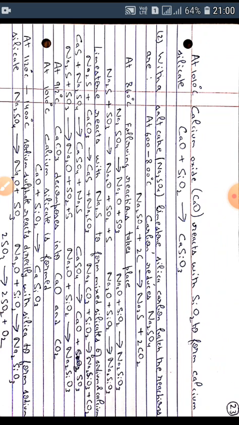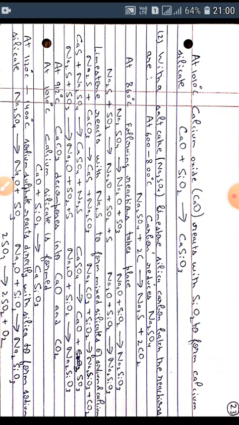Second example: suppose we have a batch of salt cake, that is sodium sulfate, Na2SO4, limestone, silica, and carbon. Then the reaction will occur as follows. At first, at 600 to 800 degrees centigrade, carbon will reduce sodium sulfate. The reaction goes as follows: Na2SO4 plus 2C gives sodium sulfide, Na2S, plus 2CO2. Then at 860 degrees centigrade, a number of reactions take place. First of all, sodium sulfate decomposes and dissociates into sodium oxide and sulfur trioxide. This sodium oxide then reacts with silica to form sodium silicate.